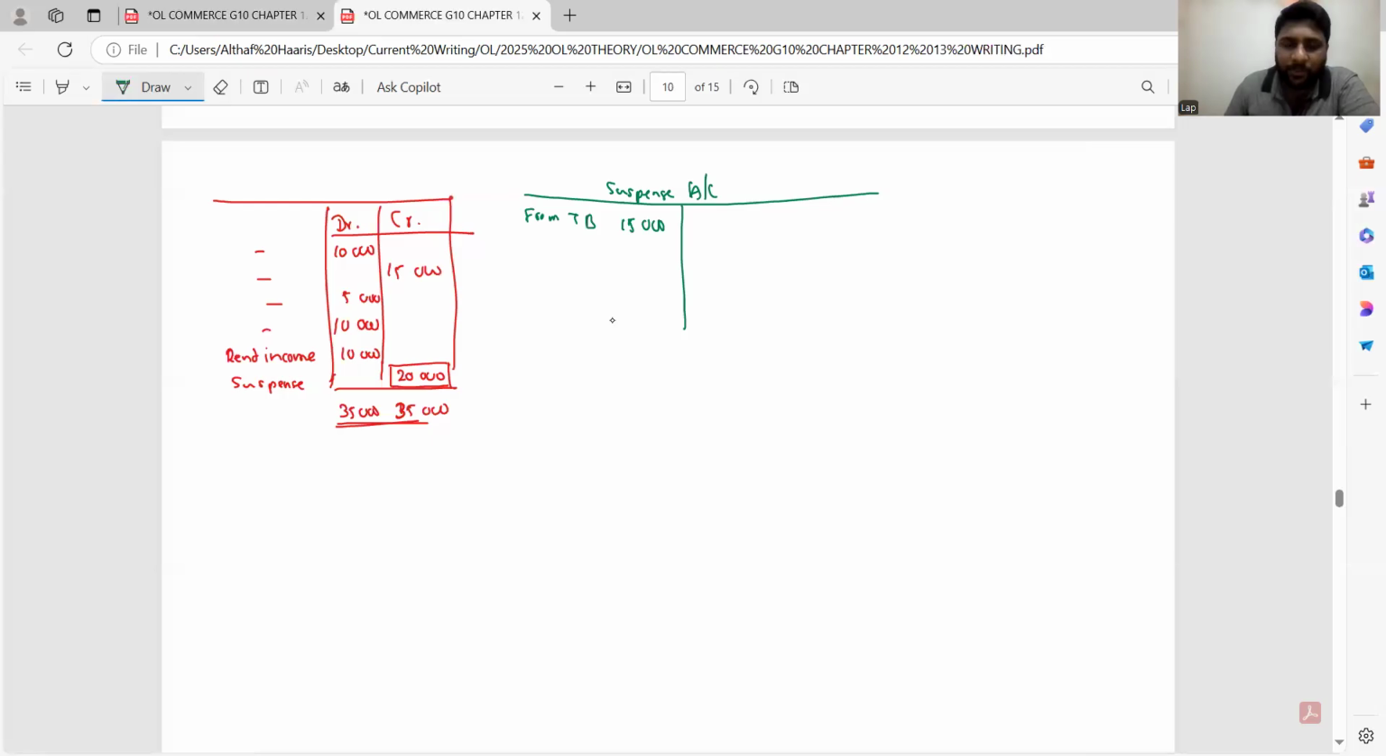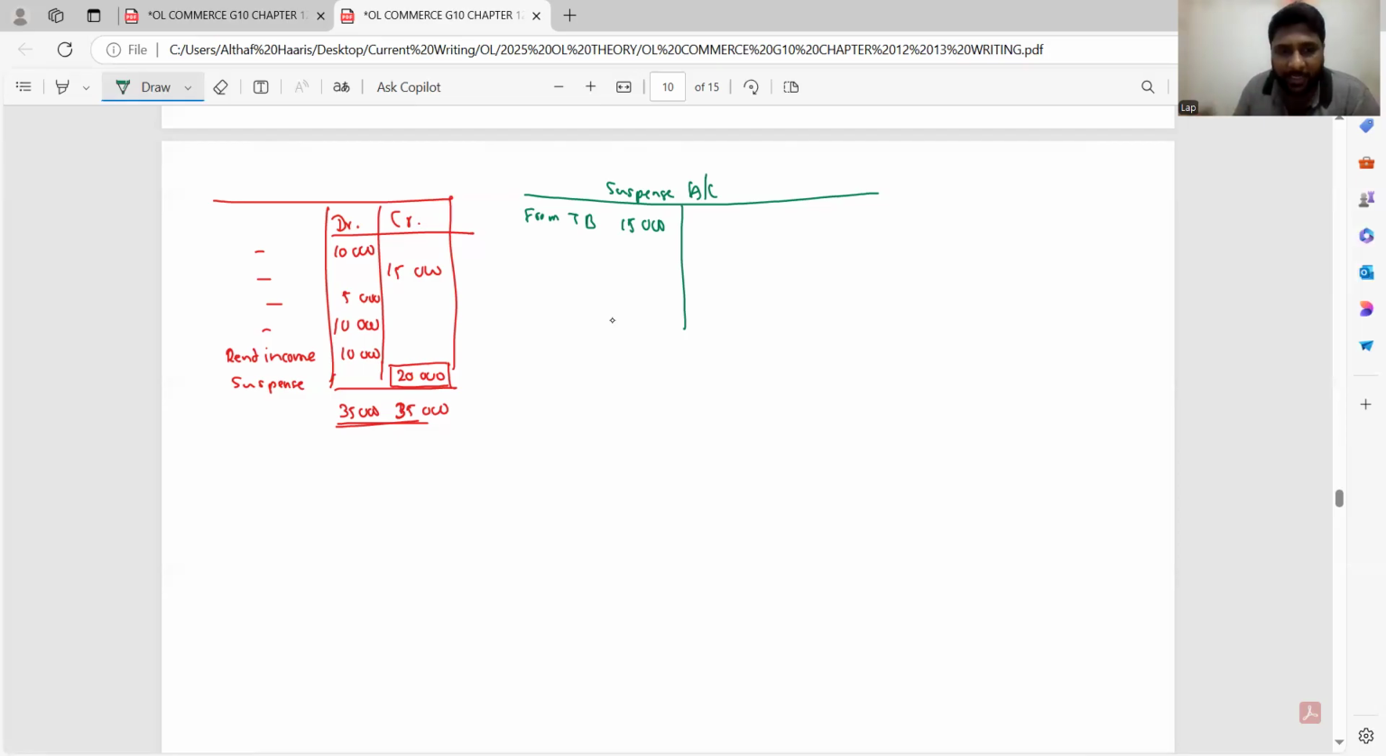One correction that we should do, we have to remove this 20,000. Okay. So how to remove it? The mistake that you did, 10,000, you have to remove that first. And rent income, you have to write it to the correct side, because rent income is not recorded in the correct side. Instead of writing it in the credit side, you have written it in the debit side.